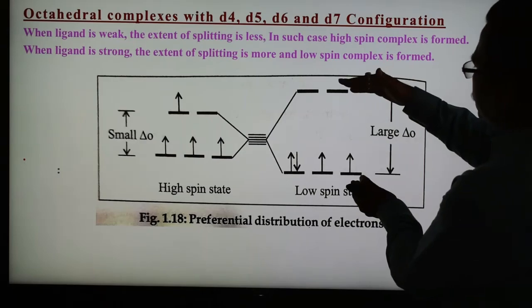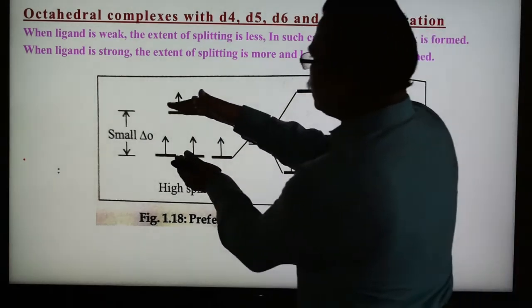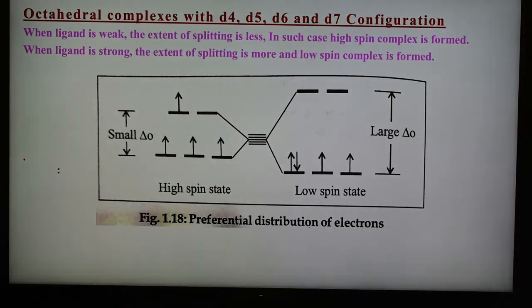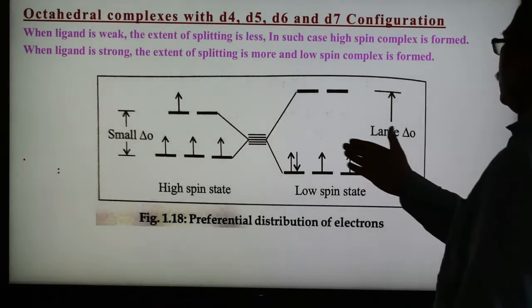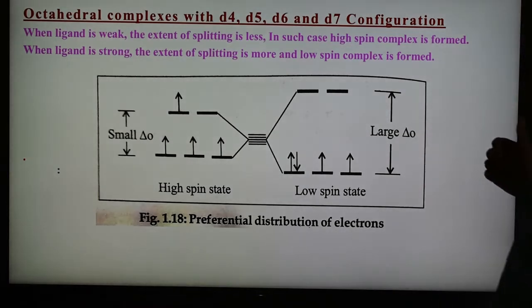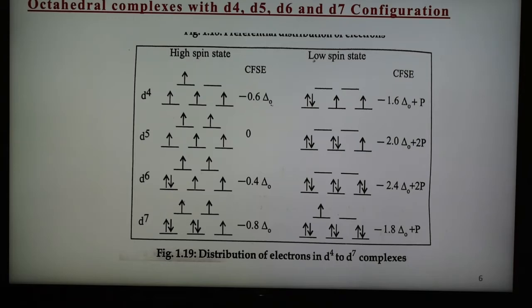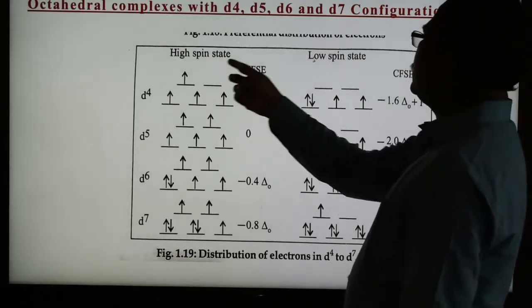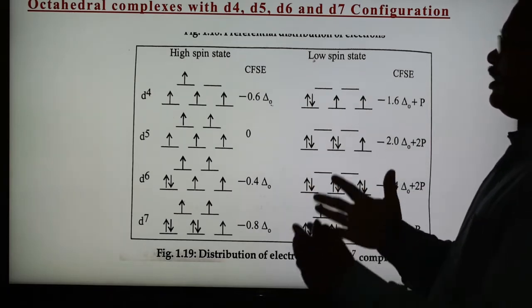So this is the difference: delta O value is large here, and here delta O is small, so it is a high spin complex. This is the slide where we show the difference between low spin and high spin. Delta O is small, delta O is large, and the distribution of electrons in case of D4, D5, D6, D7 configuration, high spin state and low spin state. As we know now what high spin and low spin are.